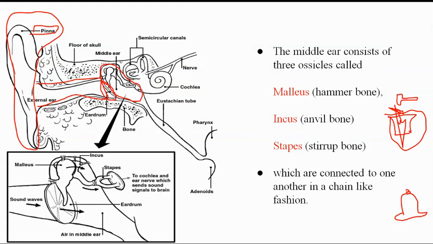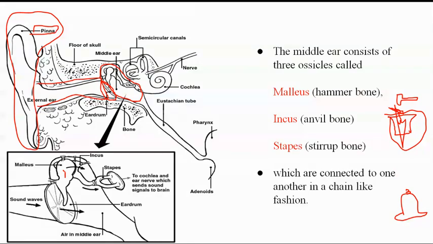So these three bones, that is the malleus, incus, and the stapes, are in the form of a chain which are linked with each other. So here, this is an important thing. Here, the malleus is attached to the tympanic membrane, and its head articulates with the incus. Here in the diagram, you can notice this.